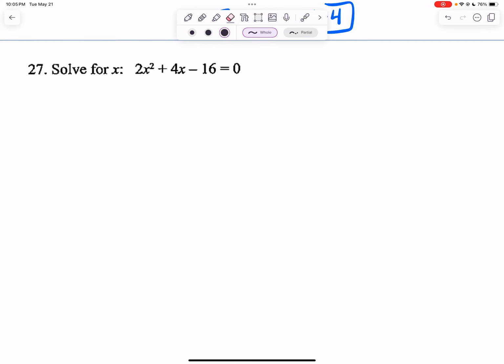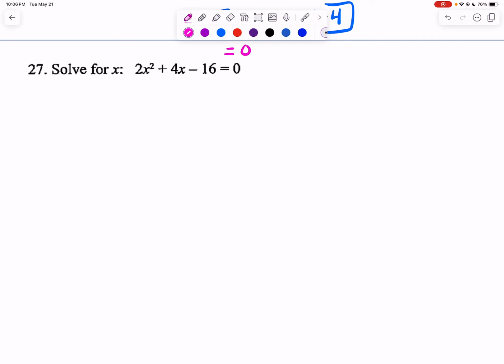Question number 27. Solve for x. 2x squared plus 4x minus 16 equal to 0. So just remember, the only way you can solve equations when there's an exponent like this and all those terms is if it's equal to 0. So they already made it sort of a little easy for us.